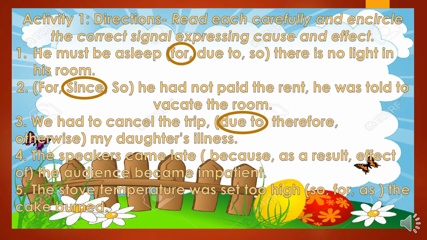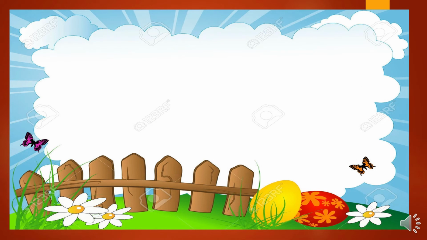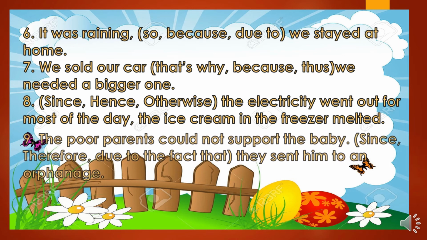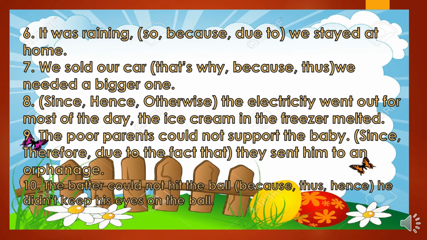Number 4, the speakers came late. As a result, the audience became impatient. The stove temperature was set too high, so the cake burned. Number 6. It was raining, so we stayed at home. We sold our car because we needed a bigger one.